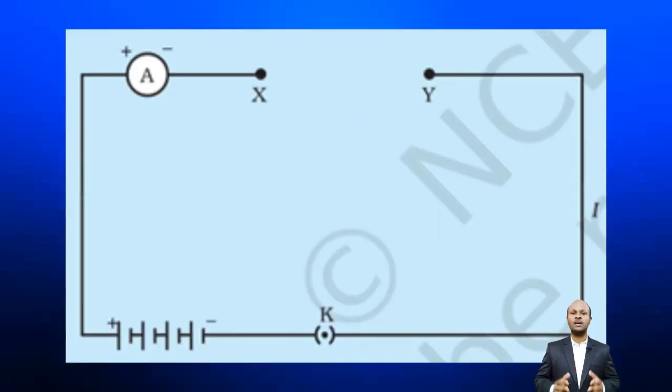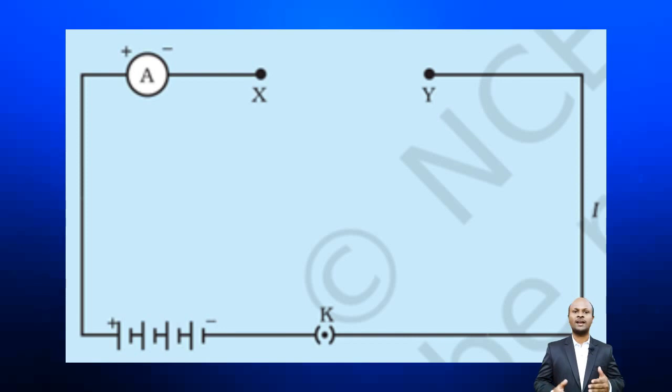Cross section or the thickness of the conductor affect the resistance of the conductor. Let's do activity 1. For this activity, we need a nichrome wire, a 10 watts bulb and a plug key, some connecting wires and an ammeter which can measure up to 5 ampere range.